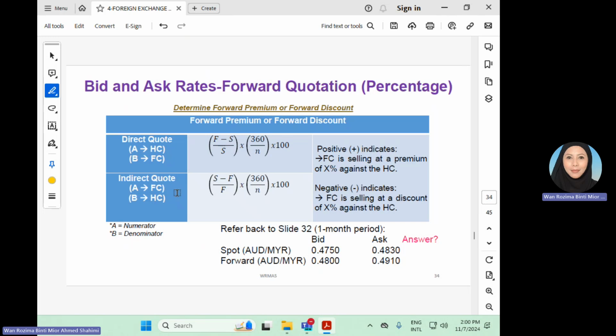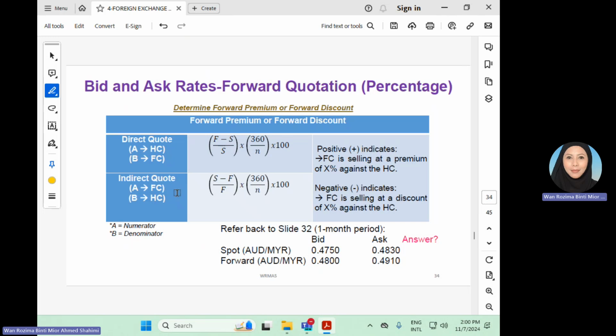So now direct quote and indirect quote, yeah. So if, for example, when you look at the pairs, the quotation, and you see that the home currency is quoted as direct quote, yeah? So meaning to say that you can use this formula.